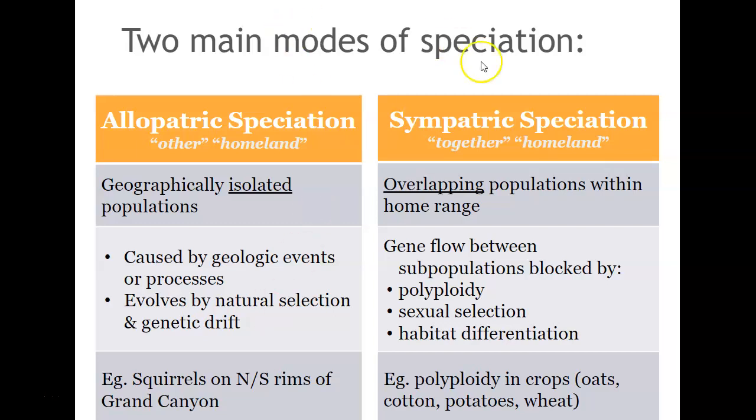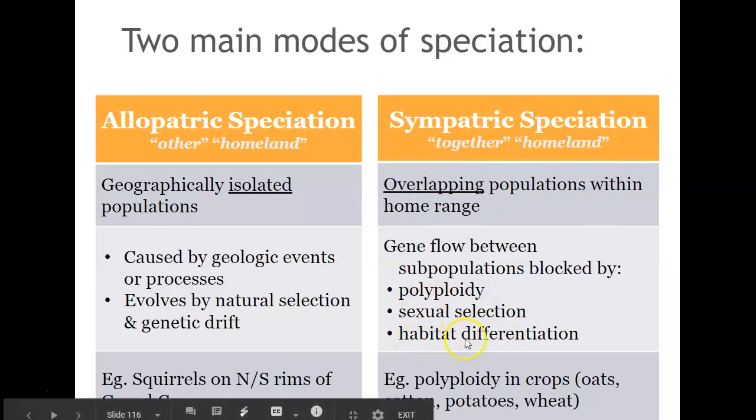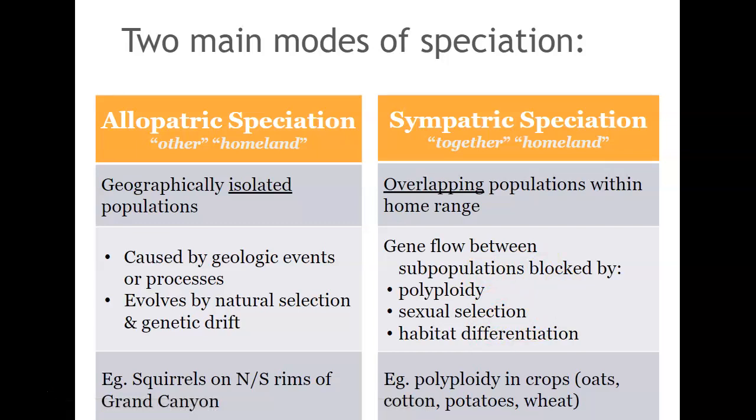That's different than sympatric. Sym means same. So they're actually living together in the same home. They do have overlapping populations, but the barriers might be sexual selection, or it might be habitat differentiation. So they live in the same forest, but maybe they live in different parts of the tree within the same forest. And so eventually, even though they're living in the same area, they become different enough over time that they don't reproduce anymore.